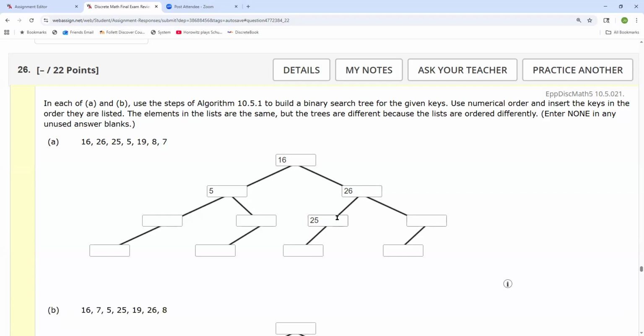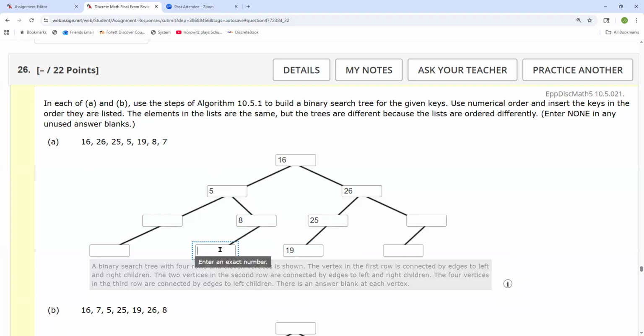To the left. Now look at 25. Is 19 going to be left or right of 25? Left. Correct. So there we go. Now 8. Is 8 going to be to the left or right of 16? Is 8 going to be to the left or the right of 5? Correct. Then 7. Is 7 going to be left or right of 16? Is 7 going to be left or right of 5? Is it going to be left or right of 8? Correct. So it ends up right there.